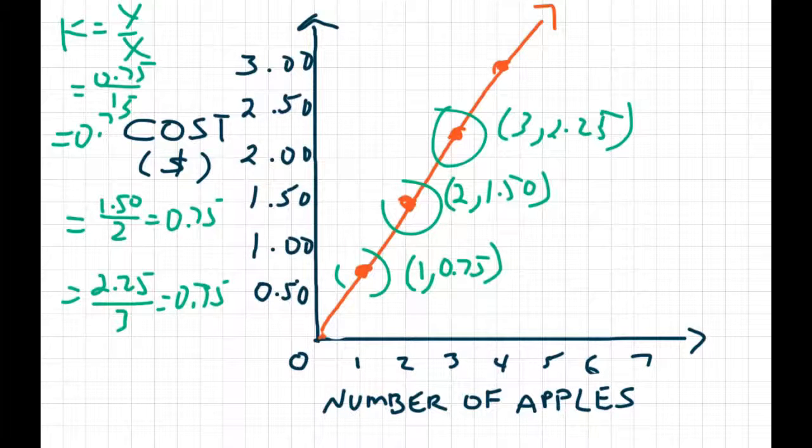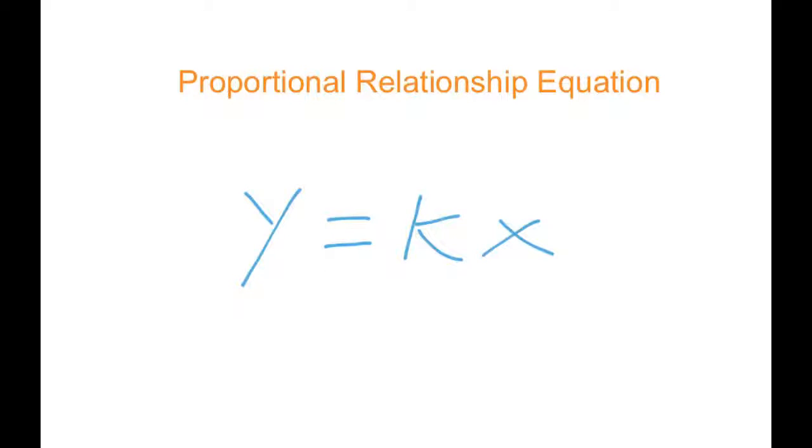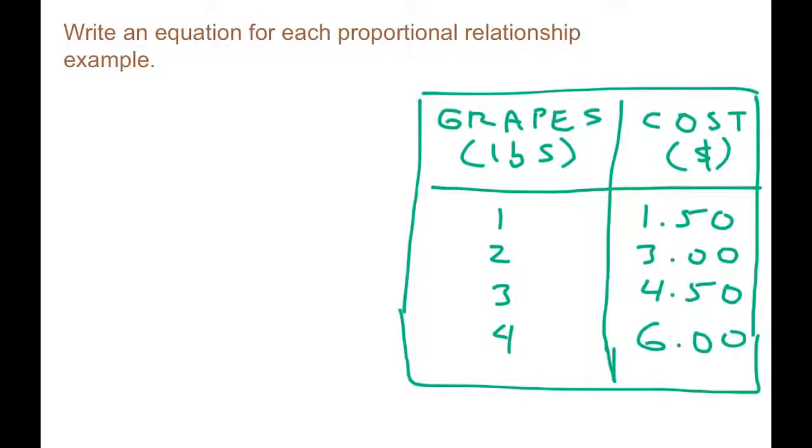So I could check to see if they have that same constant, or like I said before, if it goes through the origin and it's a straight line, then it's going to be a proportional relationship. All right, proportional relationships follow a certain equation, y equals kx, where once again k is our constant of proportionality. So we're going to write some equations. We're going to look at a graph, we're going to look at a table, and we're also going to look at just a word sentence.